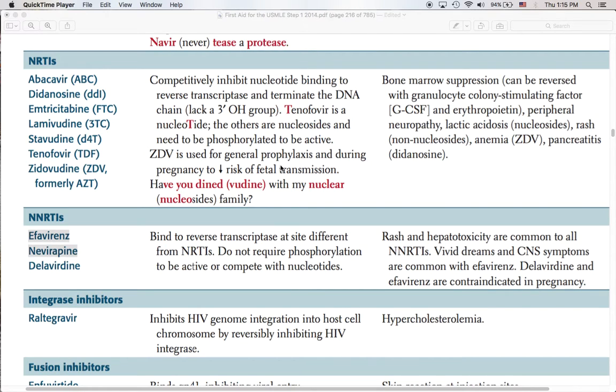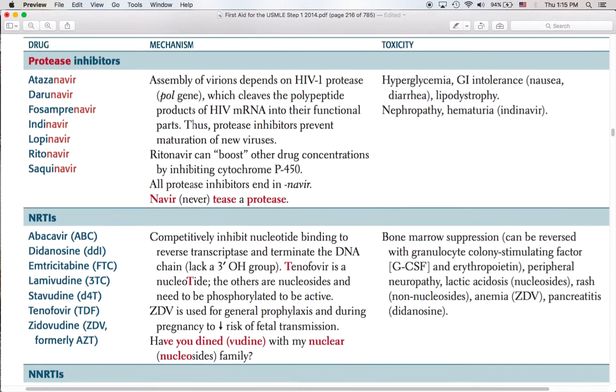Hey guys, this is Larry, and I'm just gonna review some of the HIV drugs. Specifically, I'm gonna review the NRTIs and the NNRTIs because they're a little bit more difficult to remember. The other ones are not as bad, like protease inhibitors.